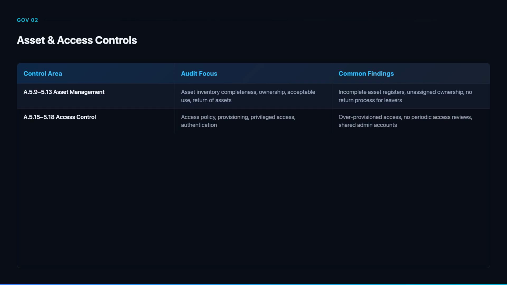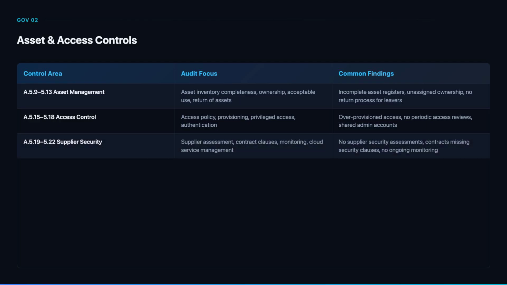For access controls A.5.15 through 18, verify the access control policy is implemented, that provisioning follows a formal request and approval process, that privileged access is tightly controlled and monitored, and that authentication information is managed securely. Common findings include over-provisioned access where users retain permissions from previous roles, absence of periodic access reviews, and shared administrator accounts.